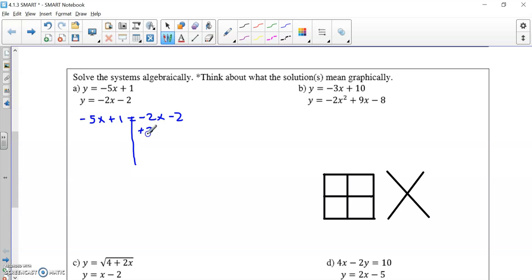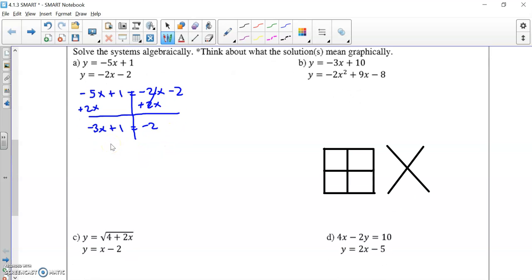Let's add 2x to both sides to get our x terms together. So here we have negative 3x plus 1 on the left, and negative 2 is left on the right. And we keep going. Let's subtract 1 from each side. All right, so on the left, we are left with negative 3x, and on the right, we are left with negative 3. Our last step would be to divide both sides by negative 3 to get x completely alone, and then we get an answer of x equals 1.